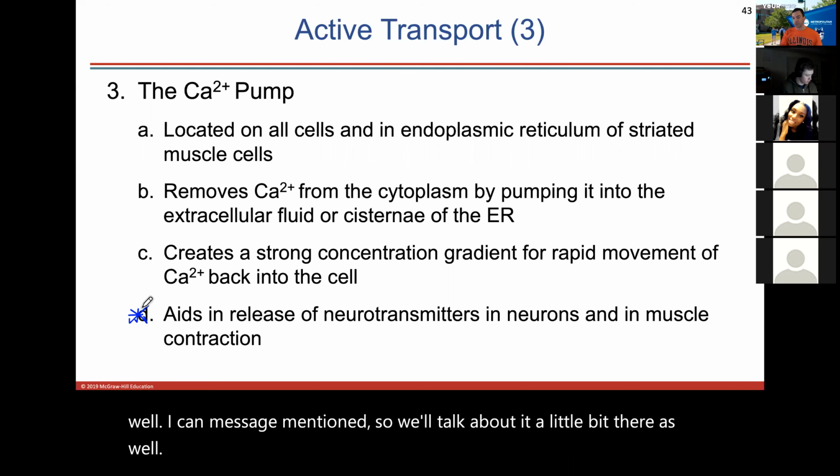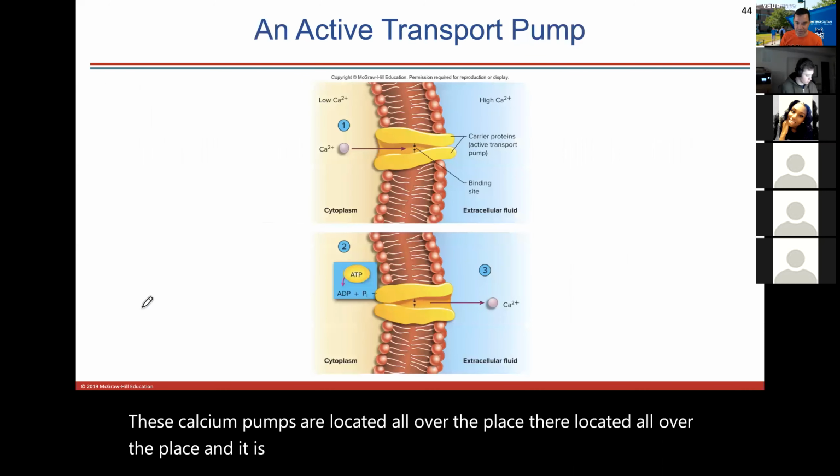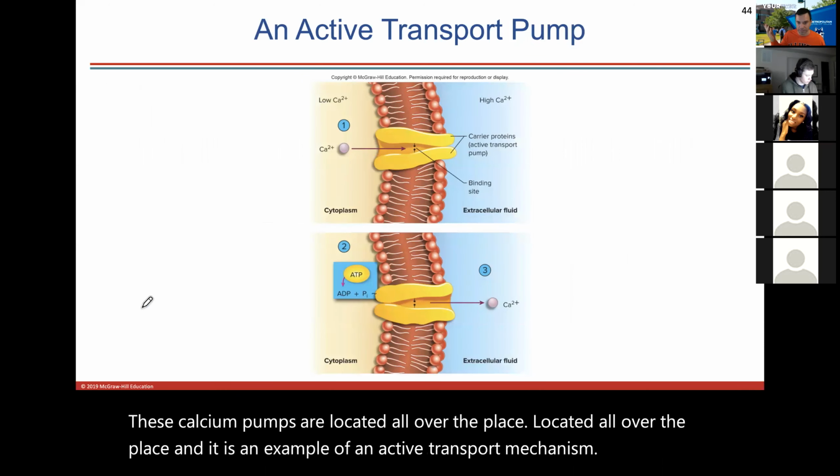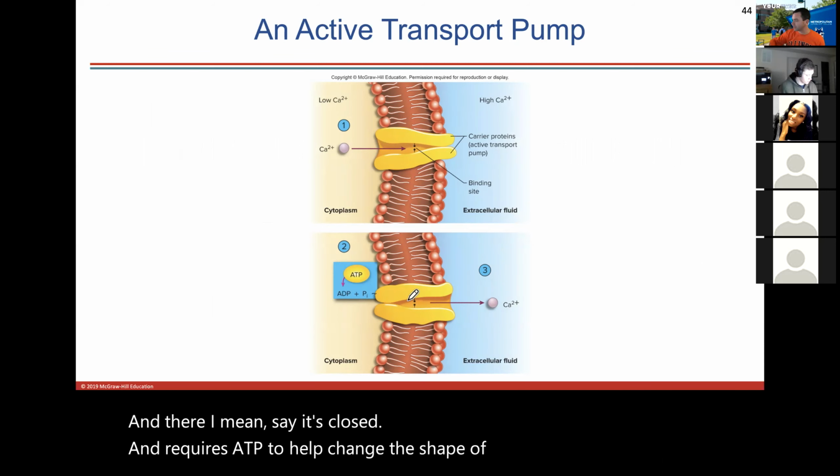These calcium pumps are located all over the place, okay? They're located all over the place, and it is an example of an active transport mechanism. And see, it's closed, and it requires ATP to help change the shape of that little protein carrier and get it the heck out of Dodge.